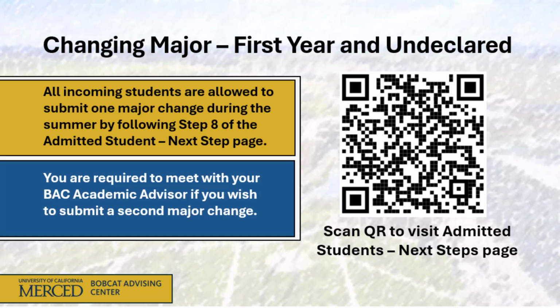The good news is that during the summer, as an incoming student, you can actually submit a major change form. You can do that by following step 8 on the admitted student next steps page. You can scan the QR code on the screen to access the specific website if needed. Now, however, if you do want to submit a second major change, you do need to speak with your BAC Academic Advisor, so make sure you contact our office.